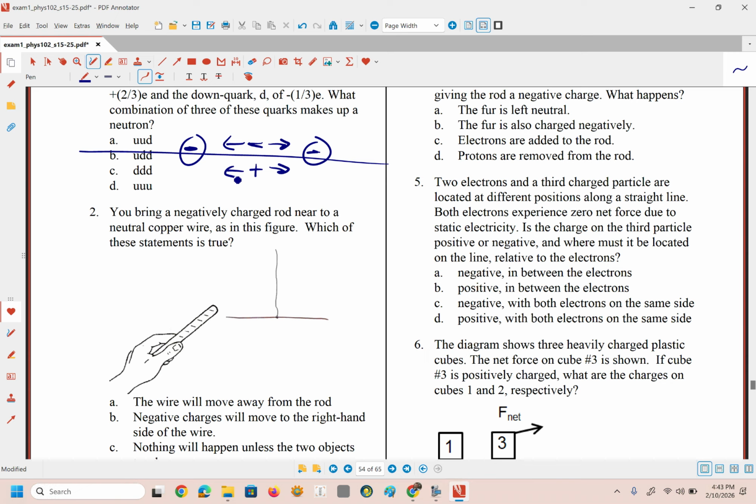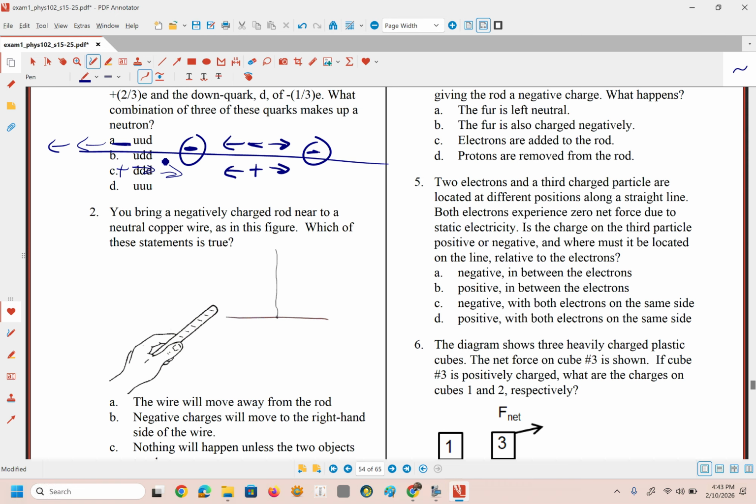If I have a C negative with both electrons on the same side, that would look like a negative particle over here. But in that case, I would have repulsive forces in that direction, so I can't get a zero force on that. And then D, positive with both electrons on the same side, that would be a positive charge over here, and it would be attractive. So I can't have that with a zero force. So it's either A or B. A and B are both correct. Is that what you thought?